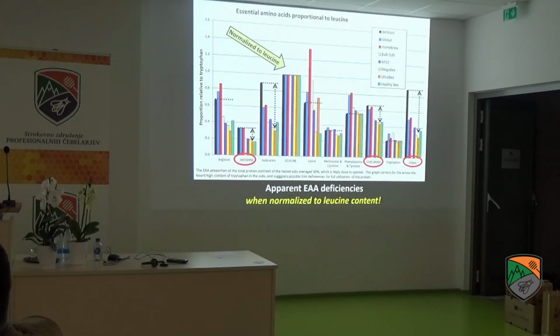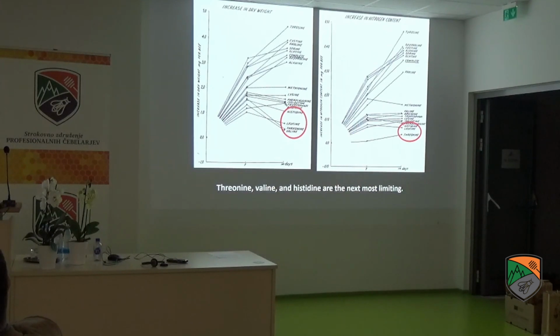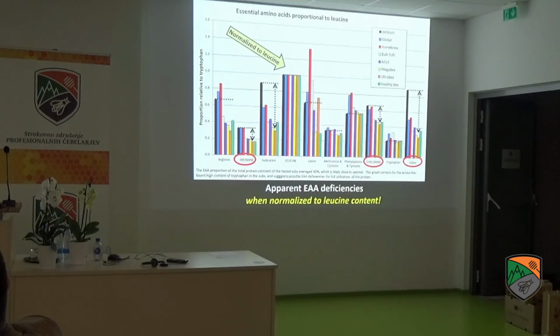Now, let's do the same graph again. This time, instead of normalized, let's normalize to leucine. And look at the deficiencies. Valine, that critical amino acid, way deficient. Threonine, deficient. Histidine, deficient. Go back here. We got valine, threonine, and histidine. They're critical ones, and they're all deficient on those critical ones.